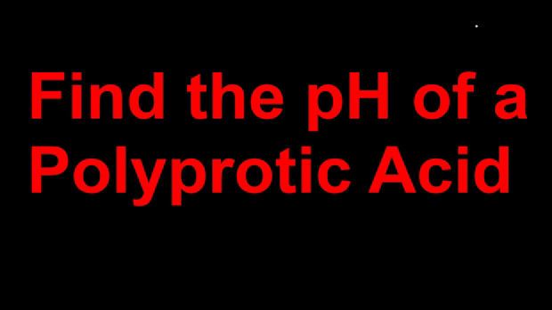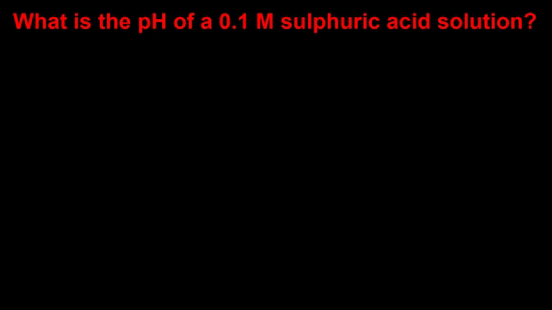So finding the pH of a polyprotic acid is just the exact same as doing the strong acid and the weak acid, or in some cases the weak acid two or three times. So as an example here, what's the pH of a 0.1 molar sulfuric acid solution?